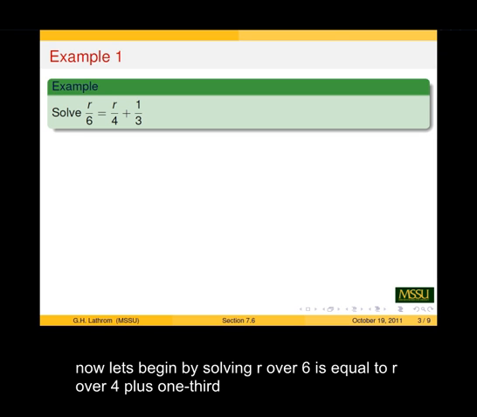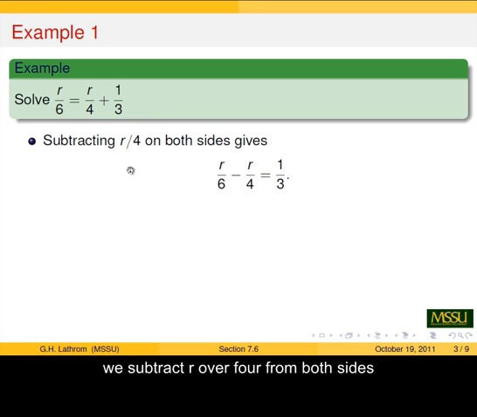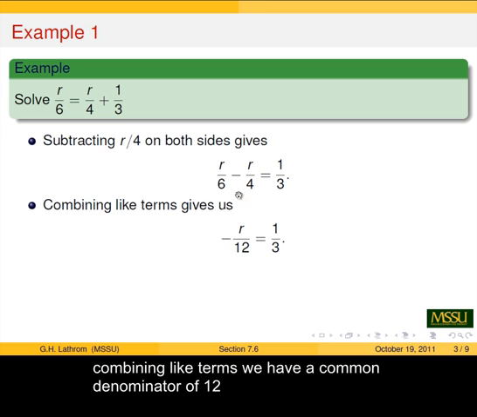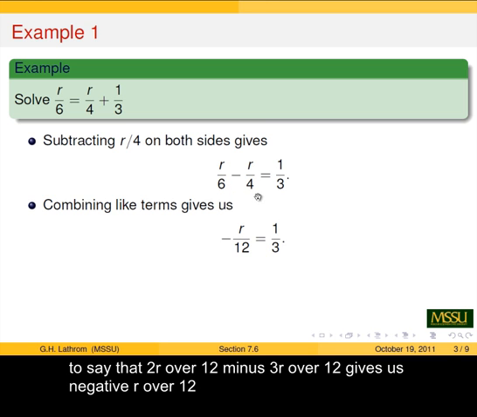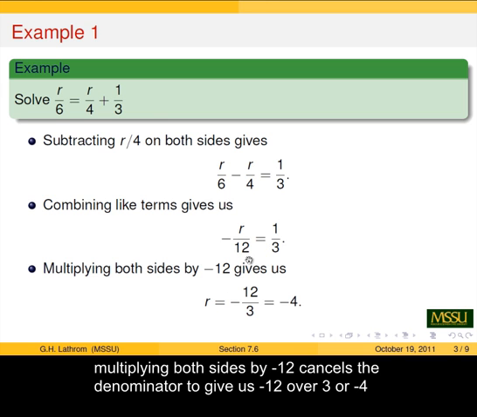Now let's begin by solving r over 6 is equal to r over 4 plus 1/3. We subtract r over 4 from both sides so that we get the variable on one side of the equal sign. Combining like terms, we have a common denominator of 12, so that 2r over 12 minus 3r over 12 gives us negative r over 12 is equal to 1/3. Multiplying both sides by negative 12 cancels the denominator to give us negative 12 over 3, which is negative 4.